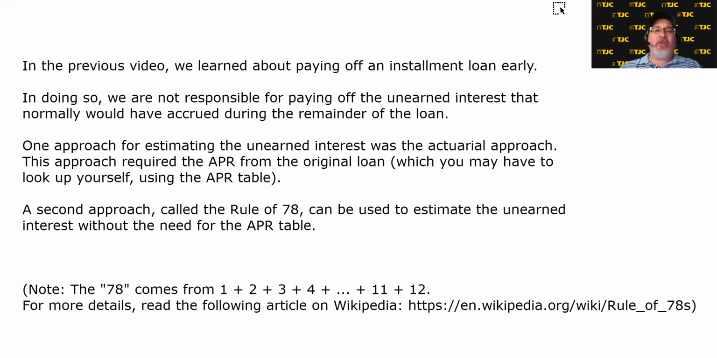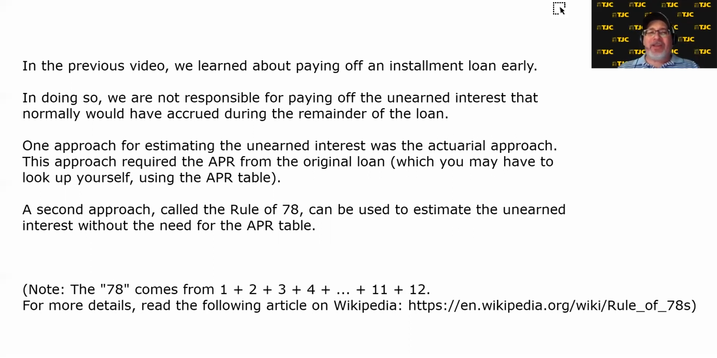A second approach, called the Rule of 78, can be used to estimate the unearned interest without the need for the APR table. And just as a note, the 78 in the Rule of 78 comes from the sum 1 plus 2 plus 3 plus 4 plus 5 plus 6 plus 7 plus 8 plus 9 plus 10 plus 11 plus 12.